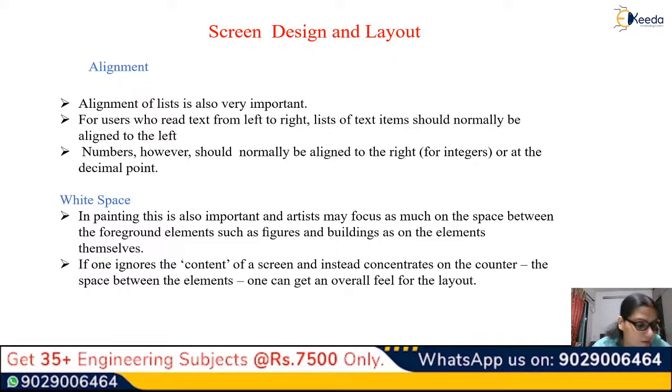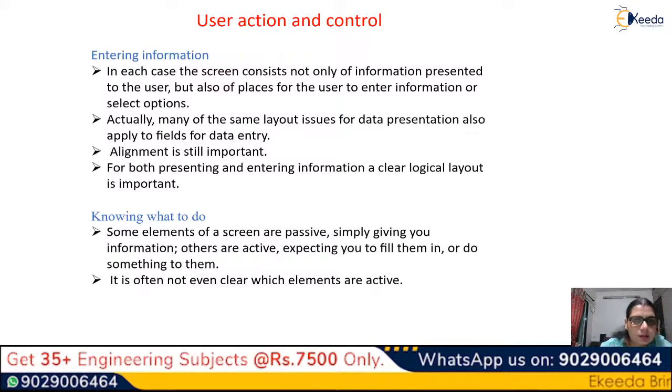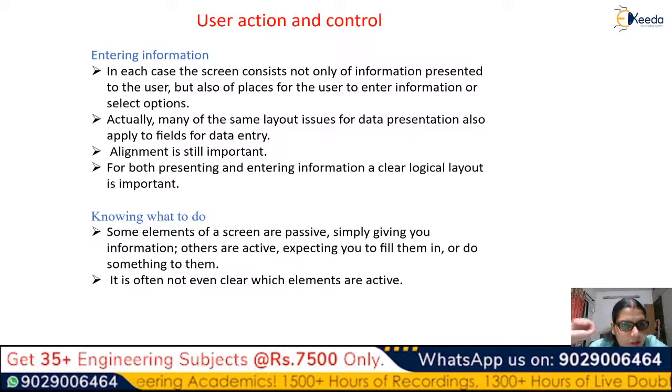or it's looking about your interactive system. Then user action and control. This is one thing when the user thinks about how we need to interact with the system, like user action. So how is the user action captured? Now entering information. Now in each case, the screen consists not only of information presented to the user but also the places for the user to enter the information or select an option. Yes, because this normally happens.